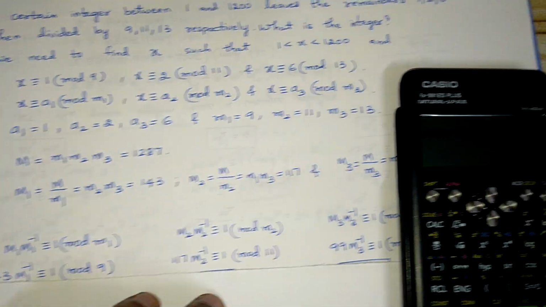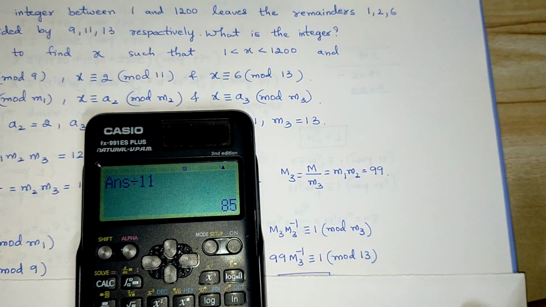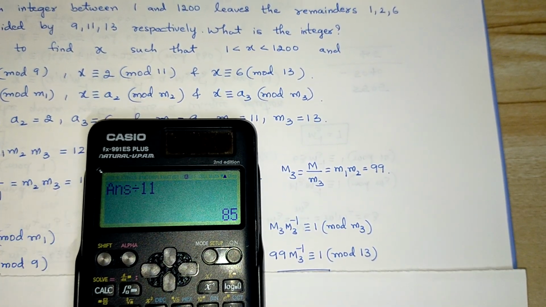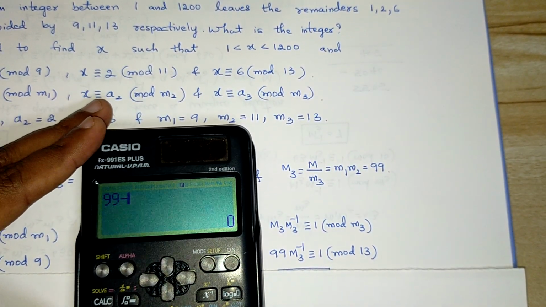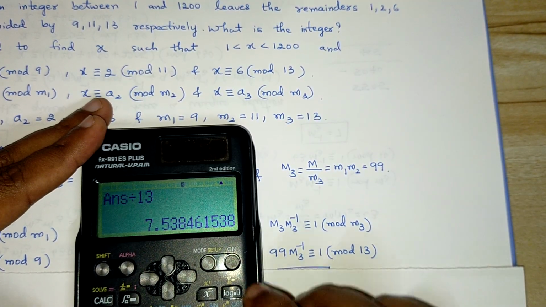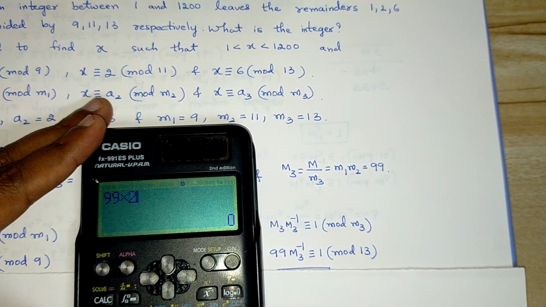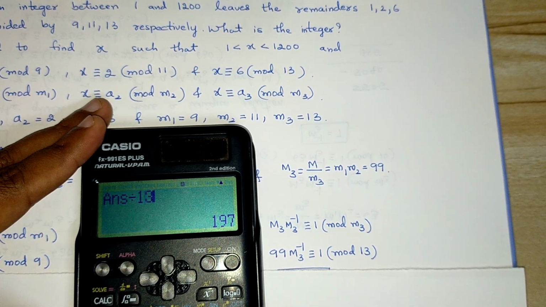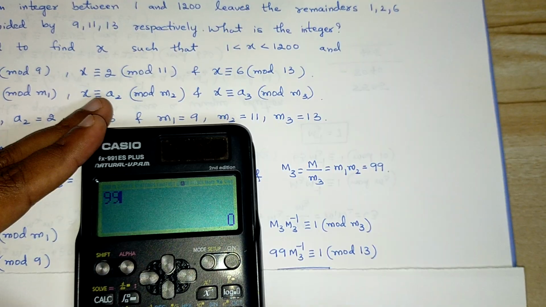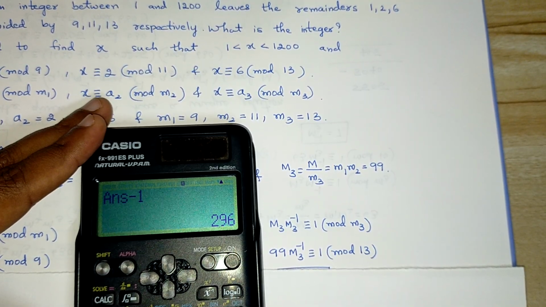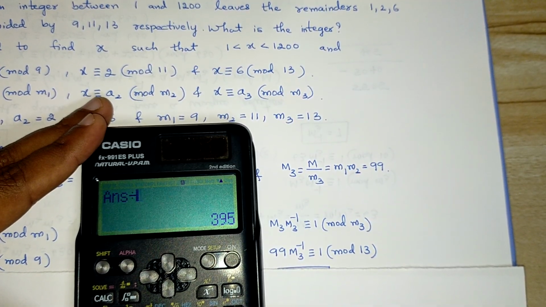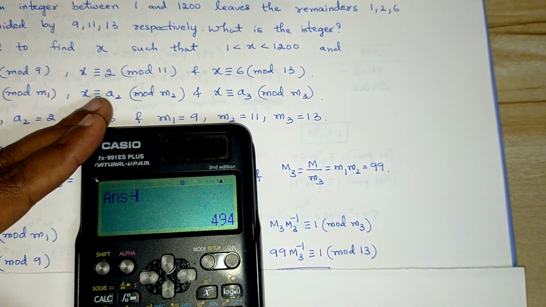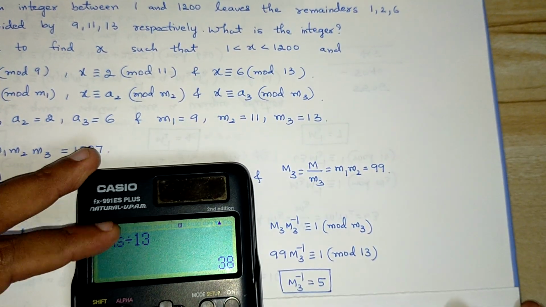In a similar manner we have to calculate M3 inverse, right? So M3 inverse is what? 99 into M3 inverse is congruent to 1 modulo 13. So let us start with 1. So 99 into 1 minus 1, is that divisible by 13? No. 99 into 2 minus 1, is that divisible by 13? No. 99 into 3 minus 1, is that divisible by 13? No. 99 into 4 minus 1, is that divisible by 13? No. 99 into 5 minus 1, is that divisible by 13? Yes. So the answer is M3 inverse equal to 5.